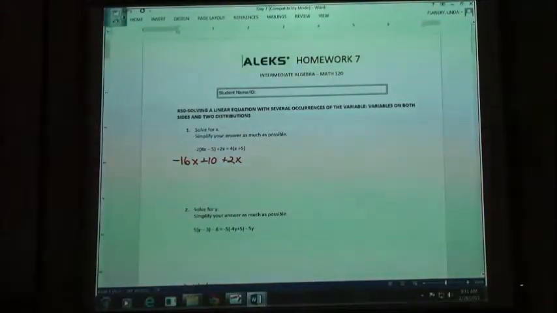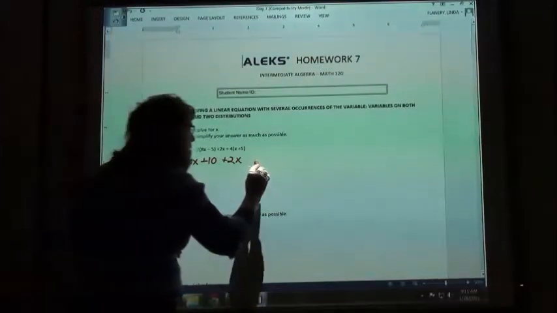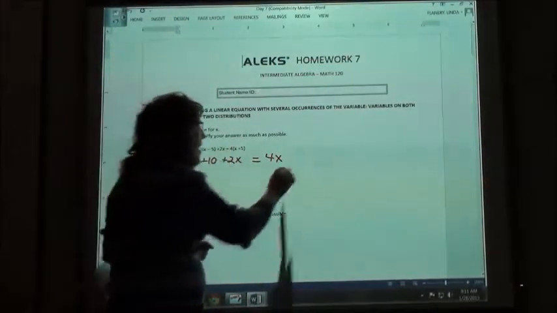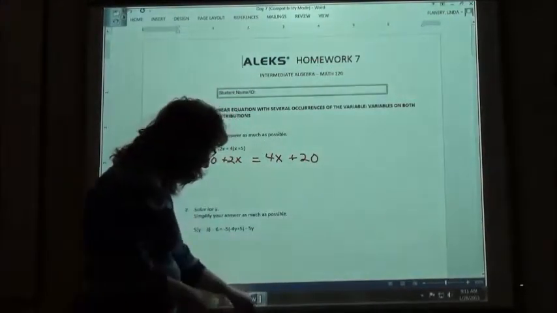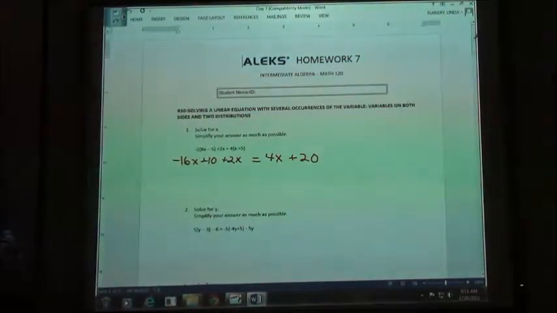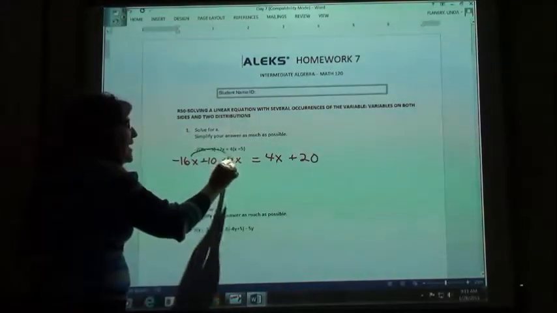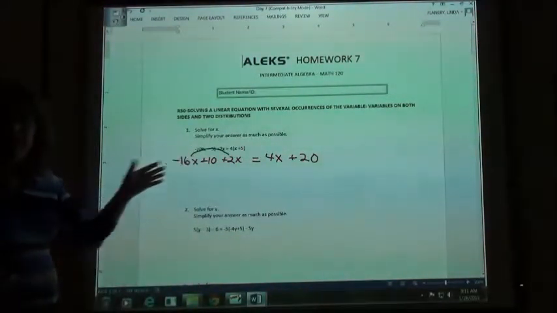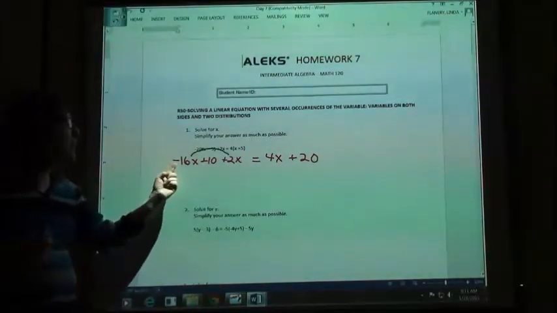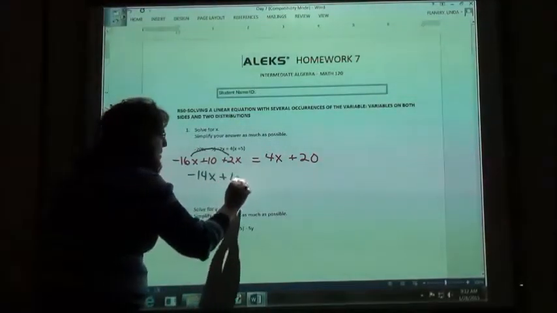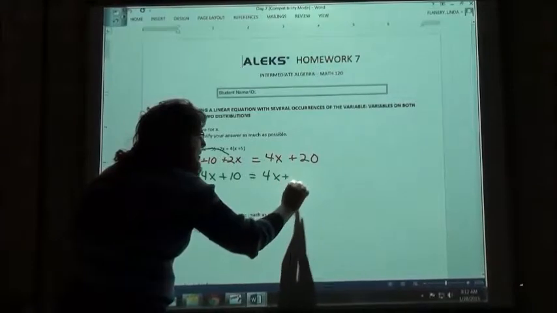So we have negative 16x plus 10 plus 2x equals, on the other side of the equation, 4 times x is 4x. 4 times 5 is a positive 20. So first step, we got rid of the parentheses. The second step is to combine the like terms on the same side of the equals if you have more than 2 terms. On the left side here we have 3 terms. Tells me I can combine some stuff. In this case I can combine my x's. I'm not moving them, the signs aren't changing, I'm just putting them together. Negative 16 plus 2 is negative 14x, plus 10 then equals 4x plus 20.